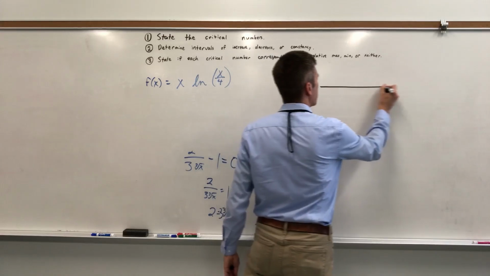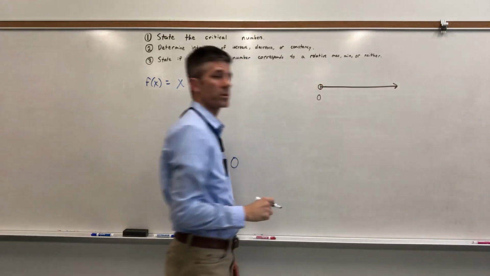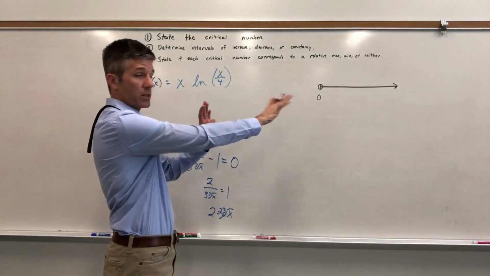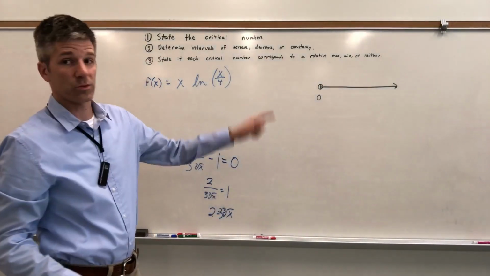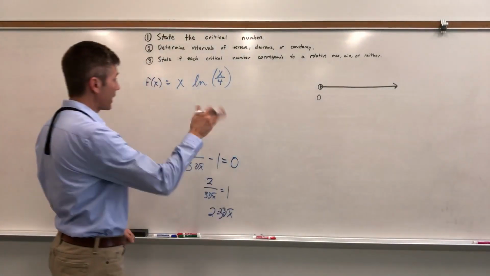So this is what I'm dealing with. I put an open circle because we cannot include it. Eventually we'll put some stuff on there, but that's what my number line is going to look like. 0 is the furthest to the left I can go, not including 0.